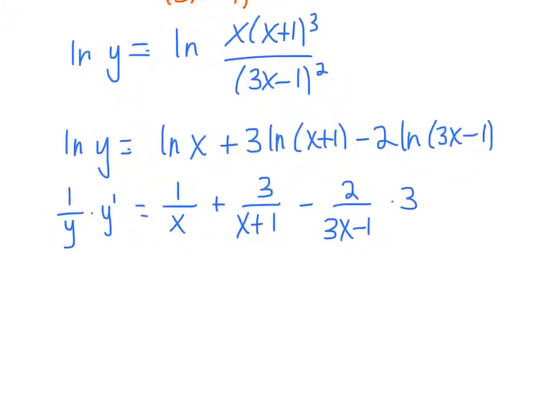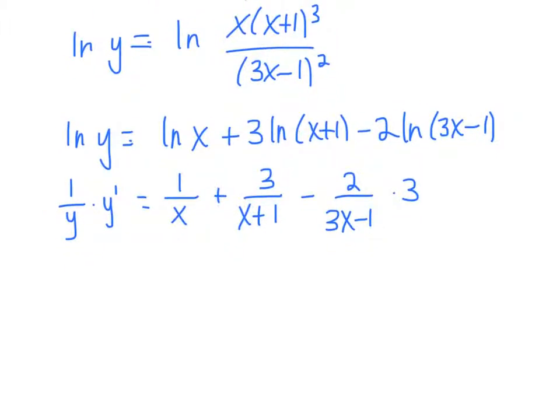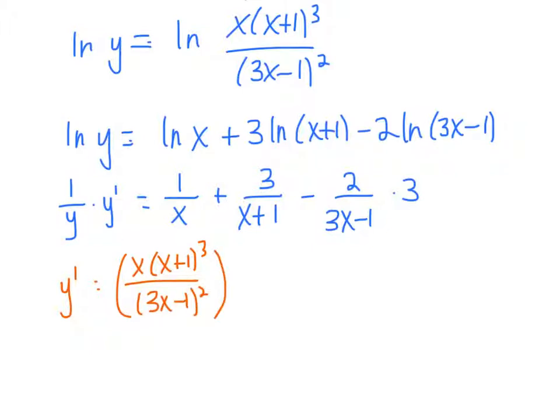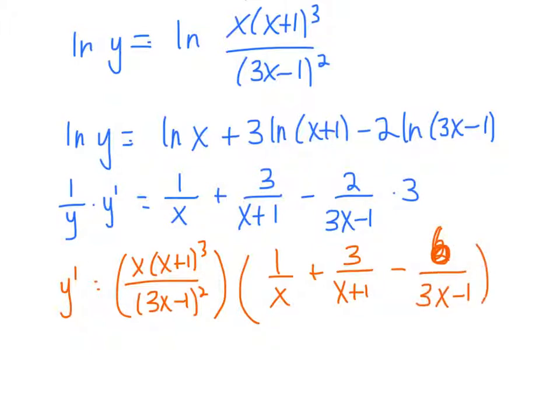Okay, so this is going to be y prime equals, I can multiply the y back over, so the y was x times x plus 1 cubed over 3x minus 1 squared times 1 over x plus 3 over x plus 1 minus 2, minus 6. 3 times 2 is 6 over 3x minus 1.